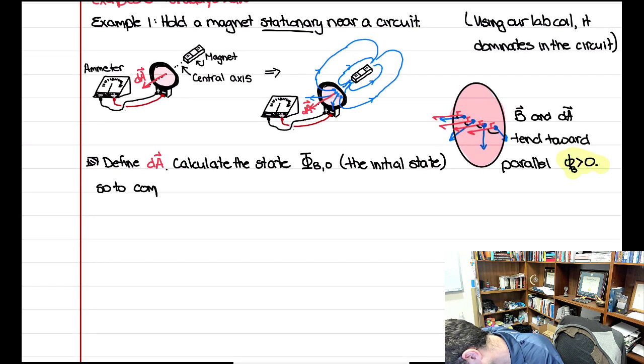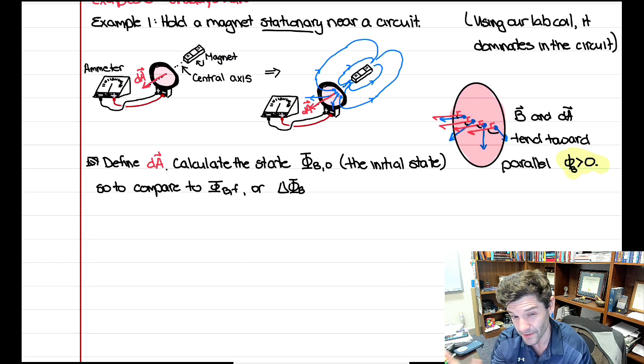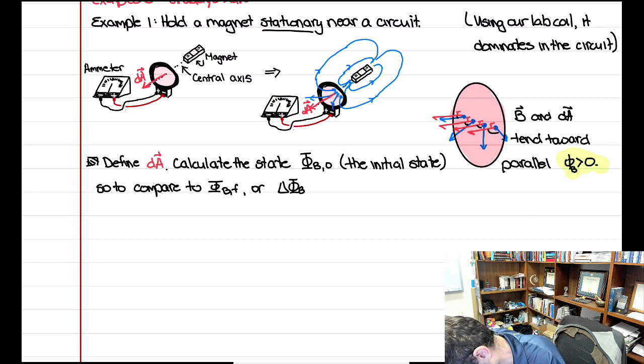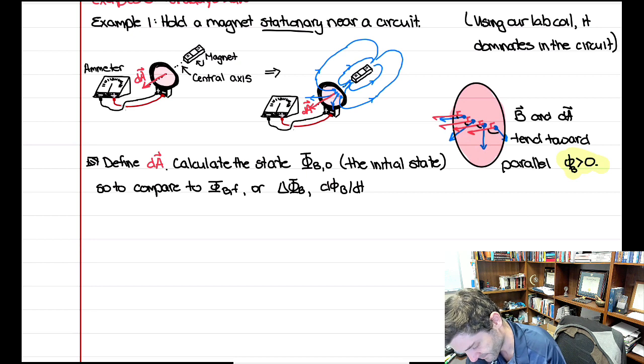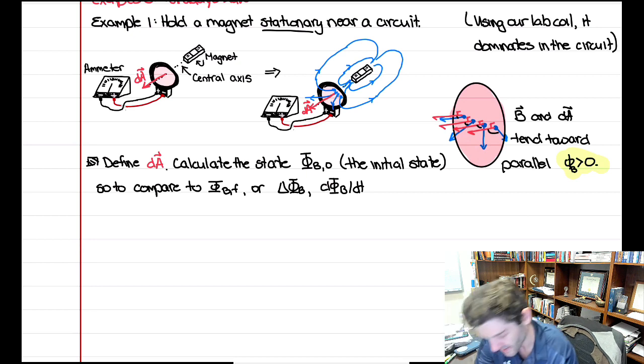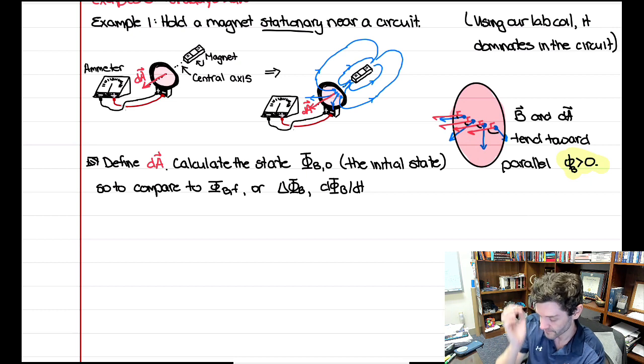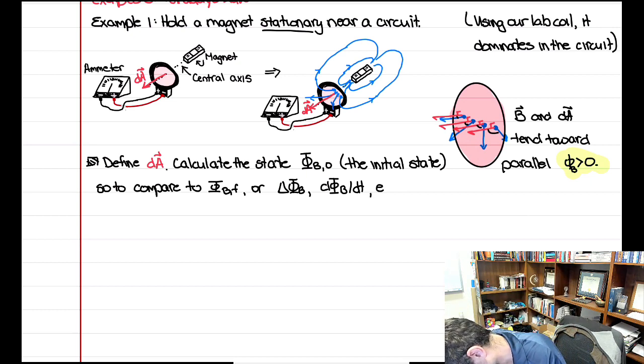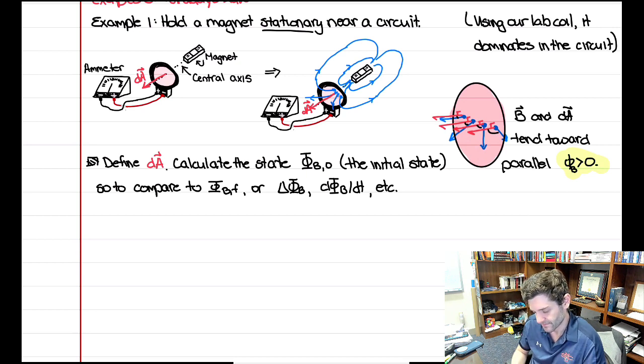So to compare to, maybe it's phi B sub f for final, or you're looking at some delta flux, which maybe they don't give you the start and end, but they give you the delta. You might actually have access to the actual derivative of the flux as a function of time. That might give you a sequence or some sort of function of time, etc. I think that's more or less it.